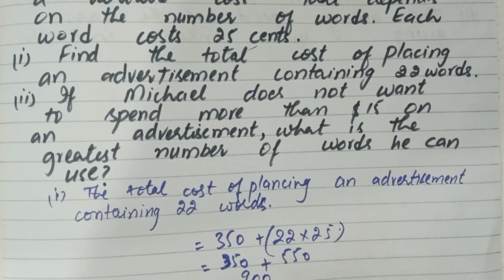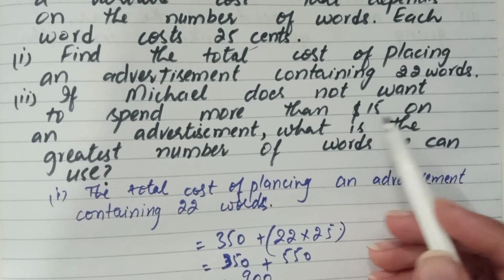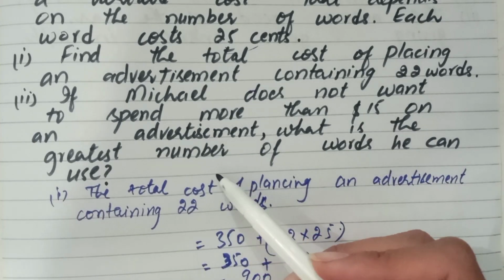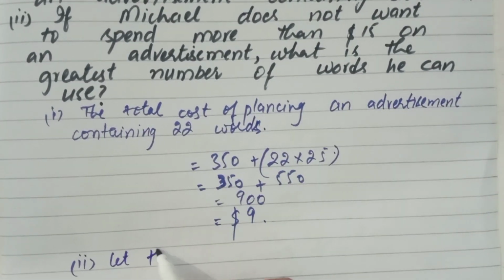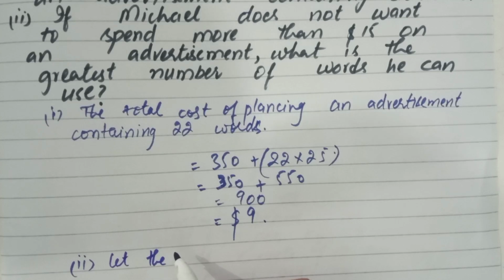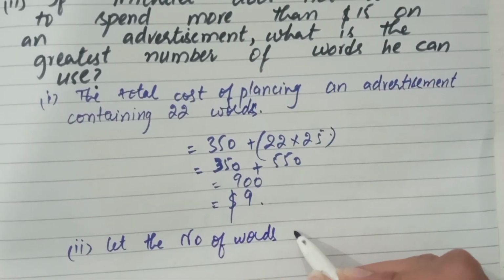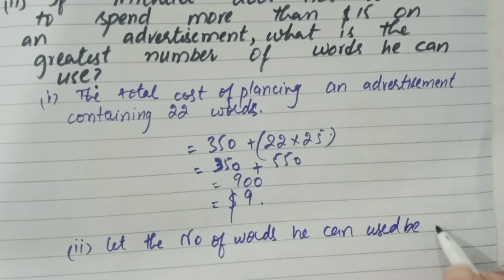Part number 2, if Michael does not want to spend more than $15 on an advertisement, what is the greatest number of words he can use? The amount provided is $15, and we have to find the number of words Michael can use in $15. Let the number of words he can use be x.